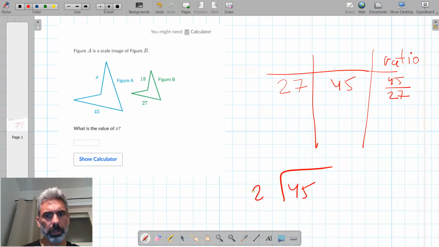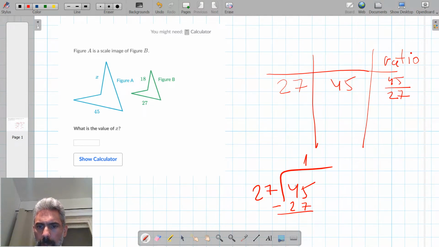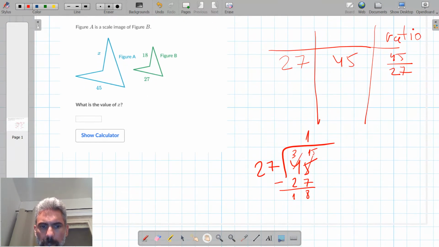45 divided by 27 is 1. 1 times 27 is 27. Subtract. 4 becomes 3, 5 becomes 15. 15 minus 7 is 8. 3 minus 2 is 1. 27 doesn't go into 18, so I put here a decimal point.